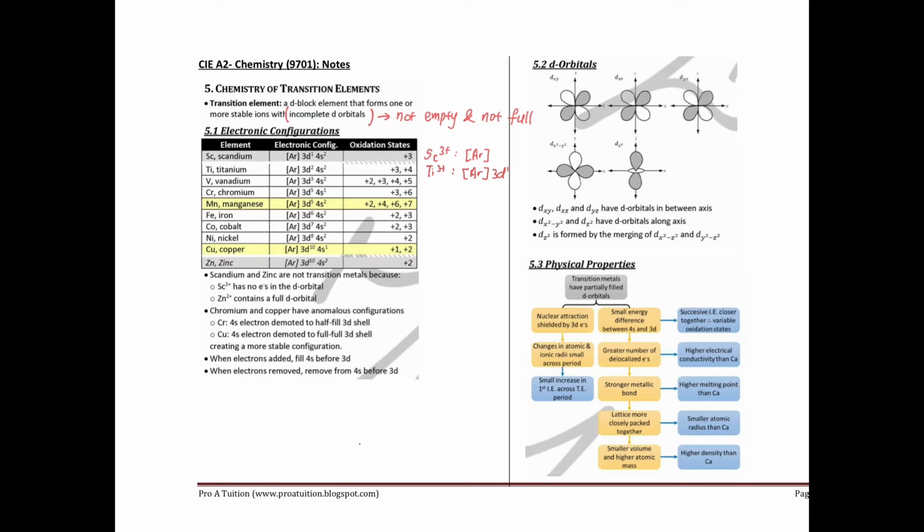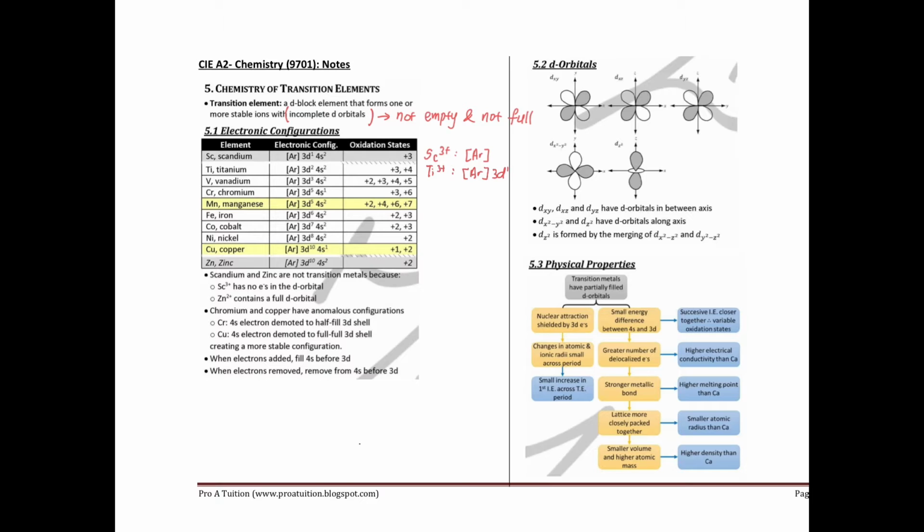Scandium is not. Scandium, you can call it a d-block element because it is using d orbitals, but you cannot call it a transition element. It is d-block, but it's not transition. Vanadium can form quite many types of stable ions, positive 2, positive 3, positive 4, and positive 5. So it is a transition element. Chromium also, and so on.